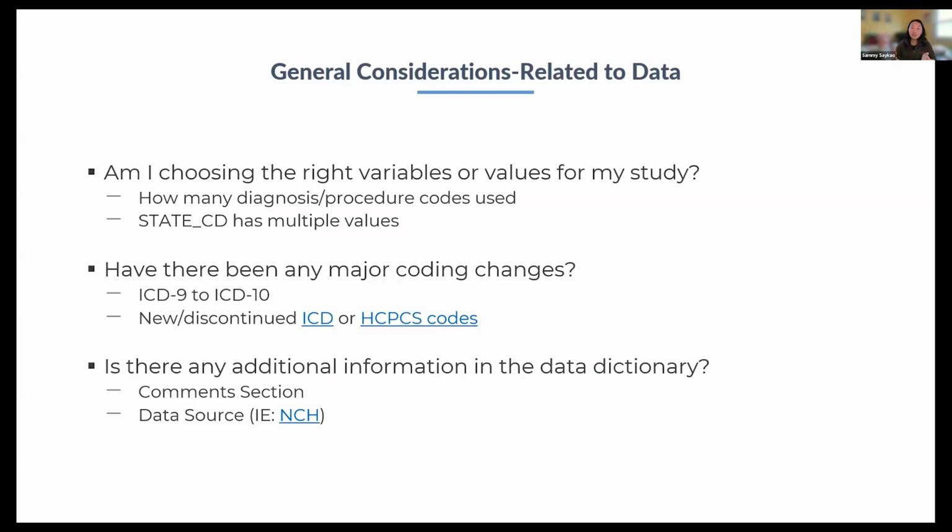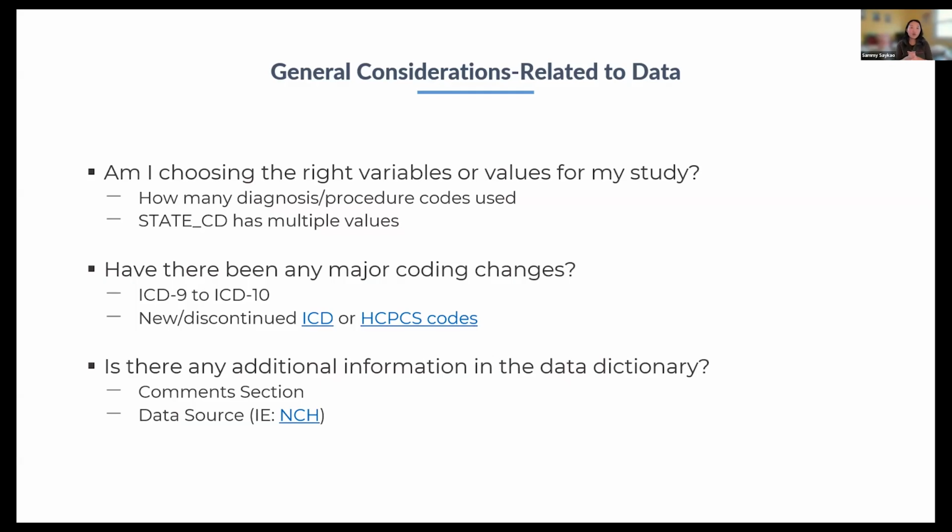And then is there any additional information in the data dictionary? The data dictionaries are very juicy in terms of information. The comment section will often tell you things that make you realize, oh, I assumed this and this about this variable, but that's not true at all. The comment section actually says this.